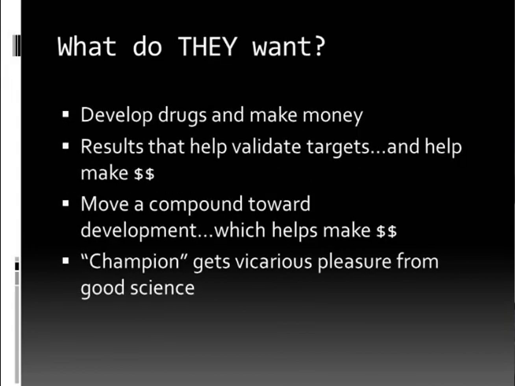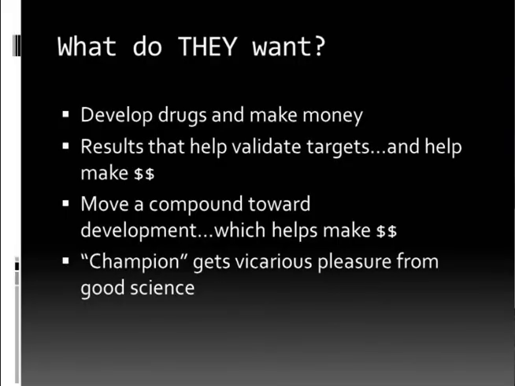So what does industry want? What does a scientist at a biotech company or pharma want? Well, their number one priority is to develop drugs or diagnostics, and for their company ultimately to make money. That is different from an academic's perspective, but there is an overlap in the Venn diagram that can place both of you in the same place at the same time. They're looking for results that help validate therapeutic targets, as long as, in the end, that helps them ultimately to get a drug developed and then they can make money.